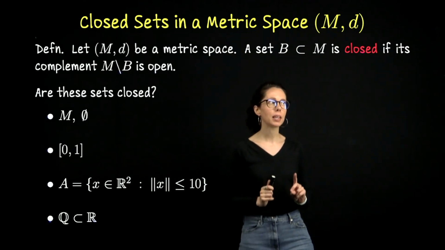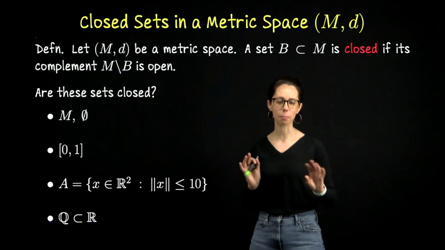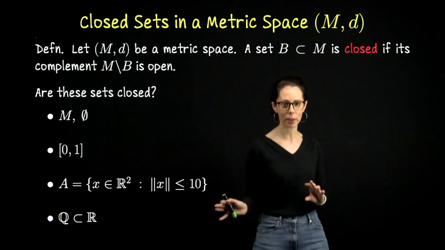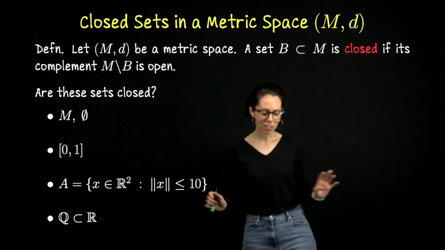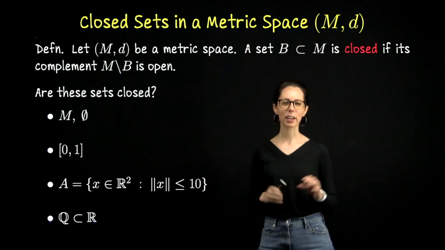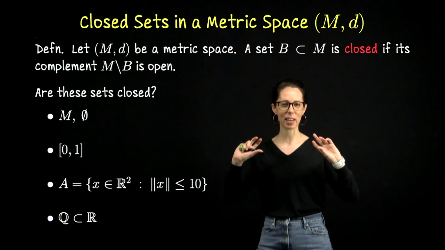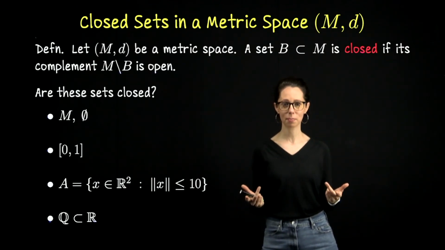Notice that doesn't mean that the set itself is not open. We're not saying a set B is closed if B is not open. So sets are not like doors and windows. They are not either open or closed here. Closed and open are related, but they're not exactly each other's antonyms.